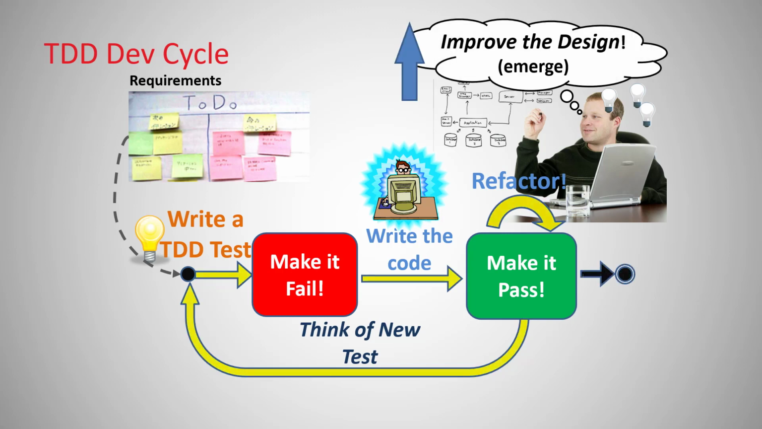How long do you think one of these cycles should take? 1 month, 1 week, 1 day, 1 hour? The shorter, the better, like just a few minutes. So that means that you are working in very small steps, improving the code constantly.